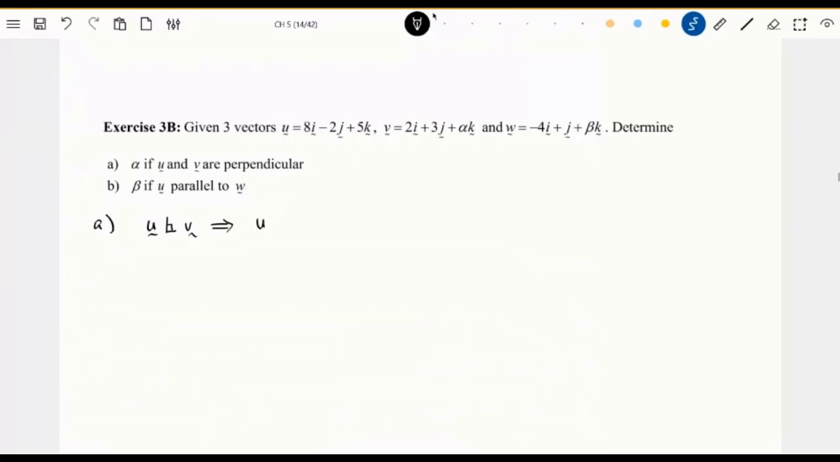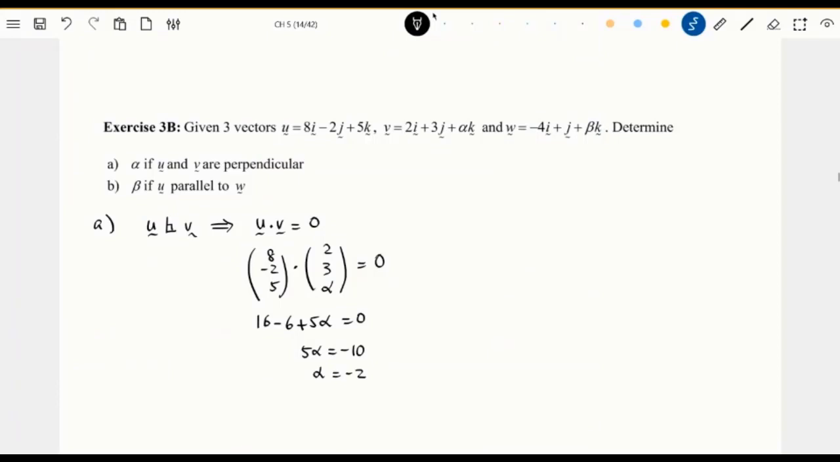So we know that U dot V must be equal to 0. So we do the column matrix 2, 3, alpha. We end up with 60 minus 6 plus 5 alpha equal to 0. So 5 alpha should be negative 10, so alpha should be negative 2. Yang ini saya kat IV dulu lah. So this one we kat IV, you do after we do vector product.